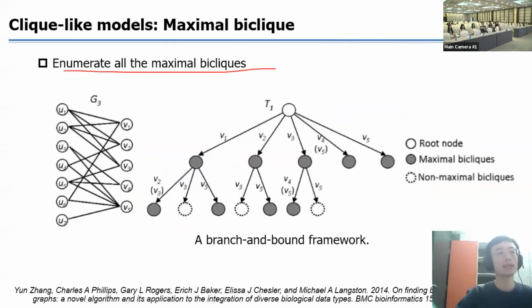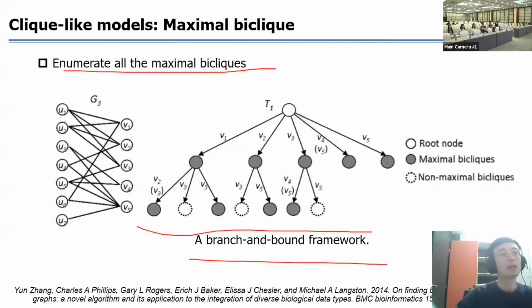To enumerate all the maximal bicliques, the branch and bound framework is usually used. So we maintain a partial biclique and recursively add vertices into it and check maximality. For example, in this figure, from the root node, we can directly add vertices to the partial biclique, and if it is a non-maximal biclique, we just stop the iteration.